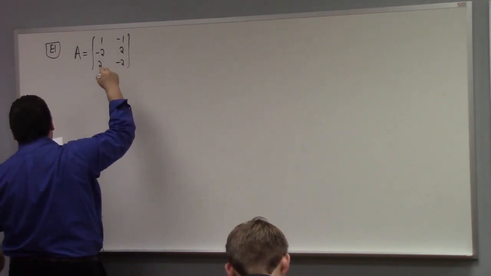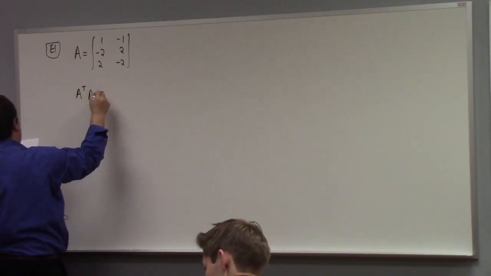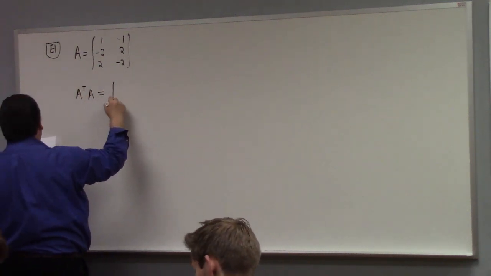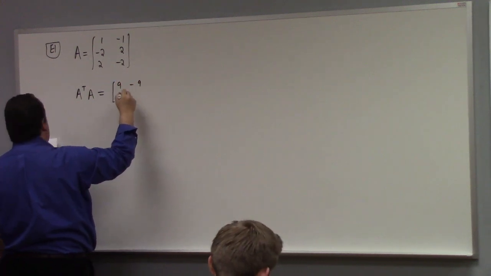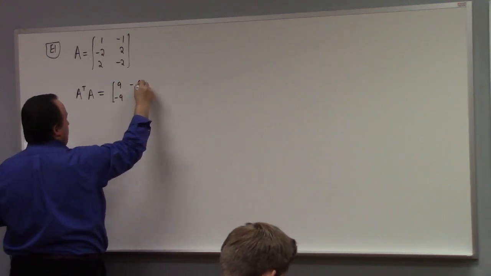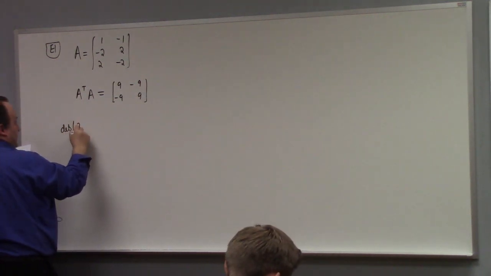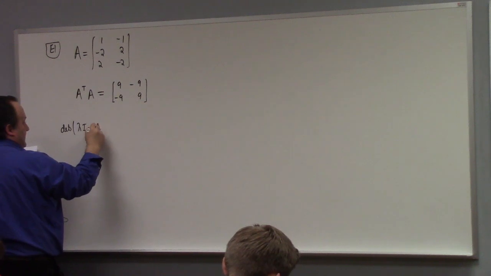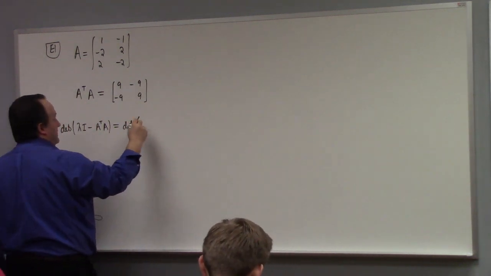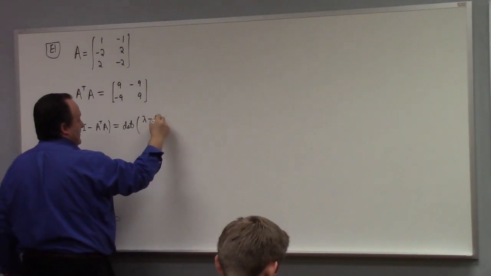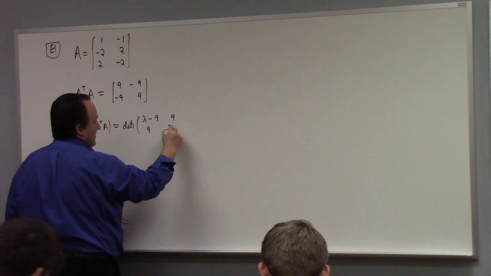So the first order of business is to calculate A transpose A, because the eigenvalues of this matrix are what are called the singular values. Now, this works out to 9, minus 9, minus 9, 9. Then we need to find the eigenvalues of this guy. So we got the determinant of lambda I minus A transpose A, also known as the determinant of lambda minus 9, 9, 9, lambda minus 9.